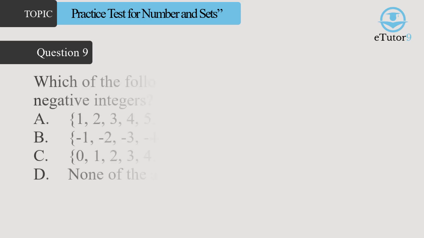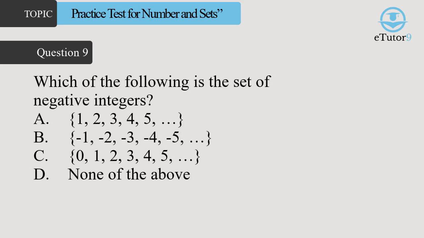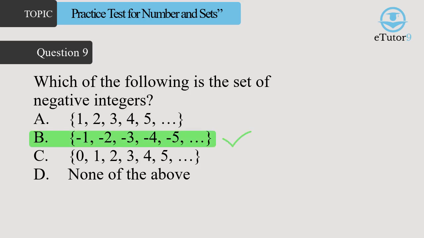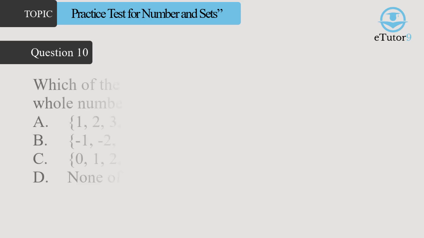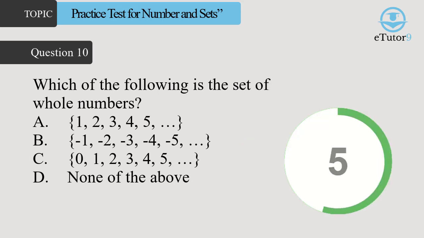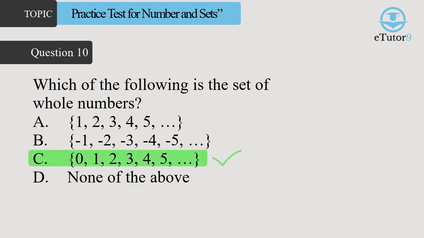Question 9. Which of the following is the set of negative integers? Answer is B. Minus 1, minus 2, minus 3, minus 4, minus 5. Question 10. Which of the following is the set of whole numbers? Answer is C. 0, 1, 2, 3, 4, 5.